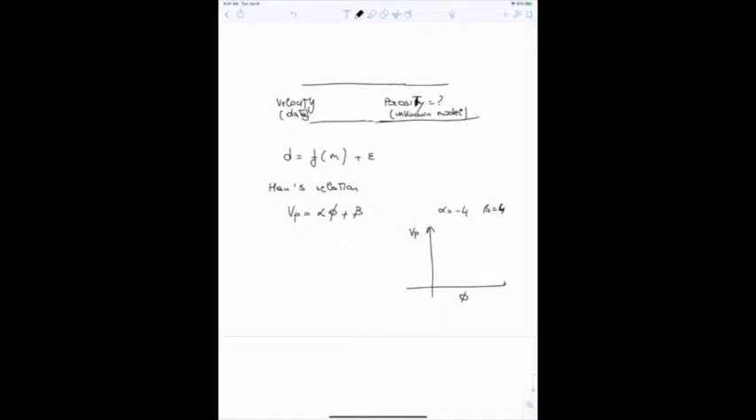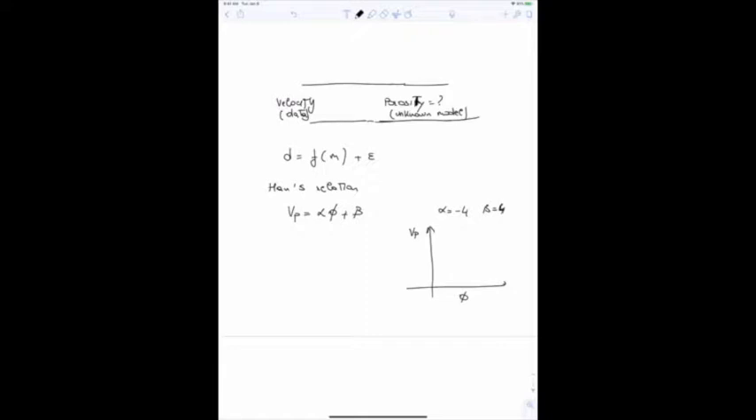I call it Vp because, if you're not a geophysicist, in geophysics you have generally two types of seismic waves: P waves that are called compressional waves, and S waves that are called shear waves. So there are models for both Vp and Vs. Here we're going to focus on Vp.